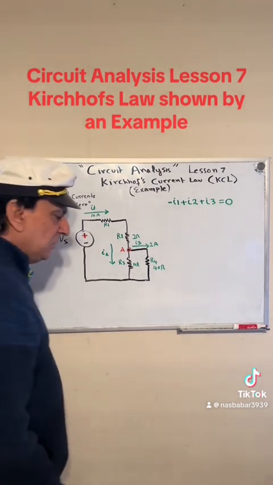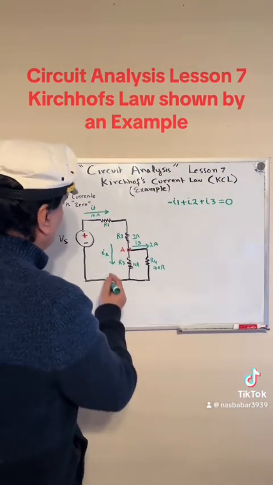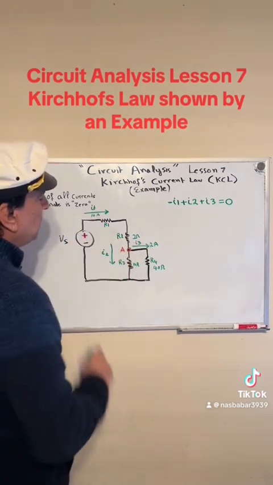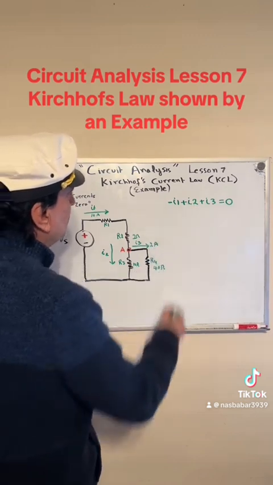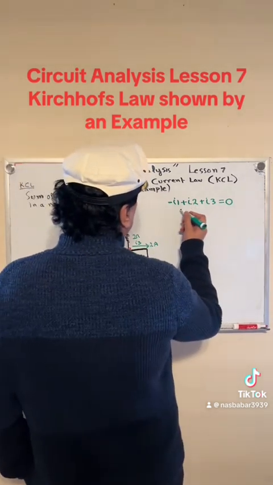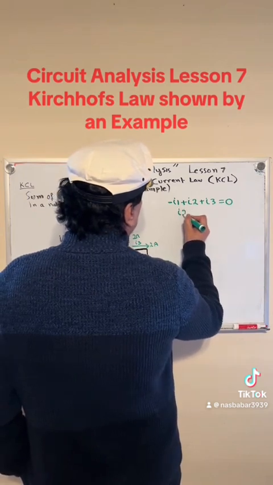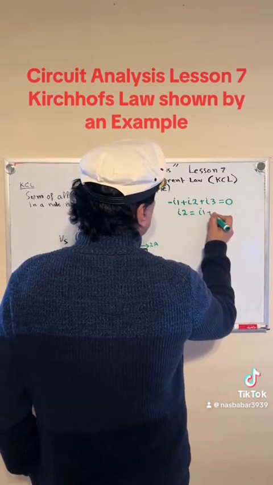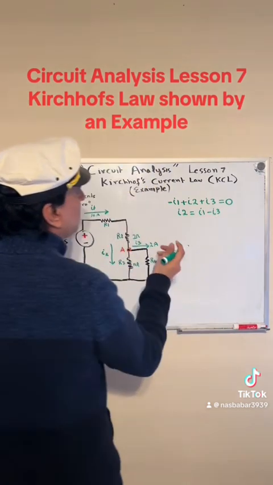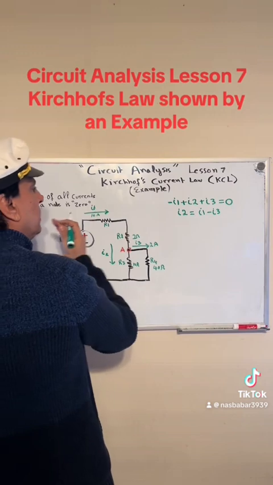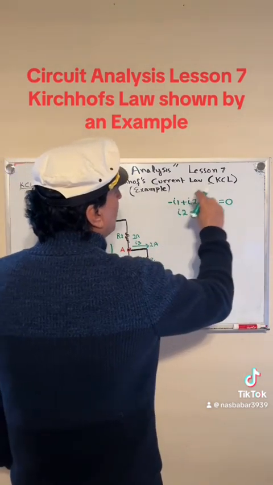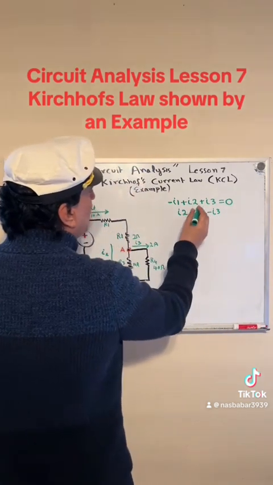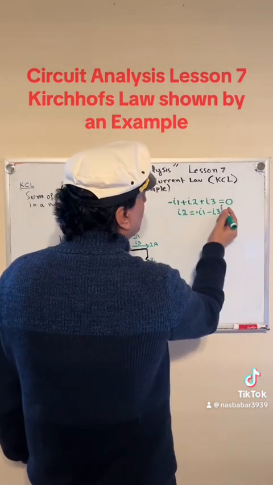Now, what we are asked is to find I2. We don't know what the I2 current is. We know what I1 is, and we know what I3 is. So can we find I2? Of course, we can use this equation and find I2. We can isolate I2 using algebra, and then we can say I2 equals I1 minus I3. All I'm doing is leaving I2 on the left-hand side of the equal sign, and then I moved negative I1 to the right-hand side, where it becomes plus, and I moved plus I3 to the right-hand side, where it becomes negative.